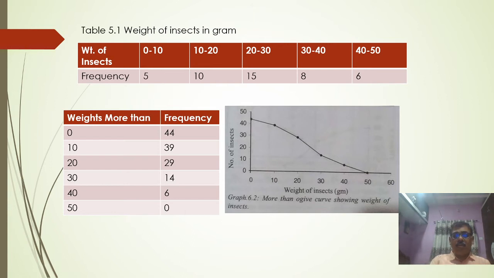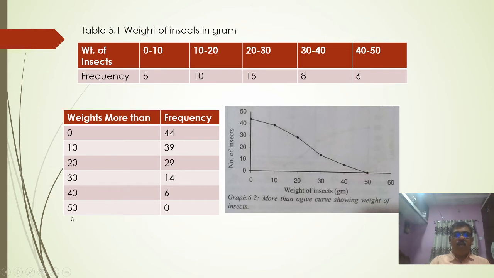What is that more than ogive? Every time, it is weights more than. Here, weights more than 0. How many insects having the weight more than 0? That equals 44, the cumulative frequency total of all these. Then how many insects having weights more than 10? These are 39. Then weights more than 20, these are 29.